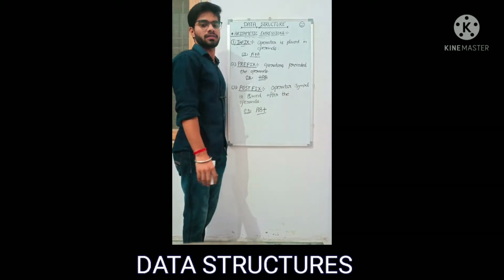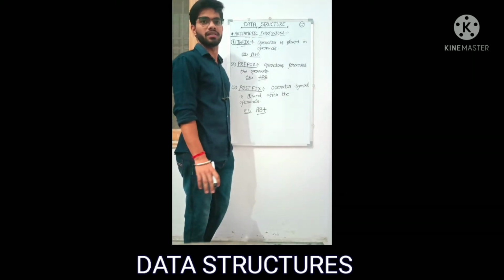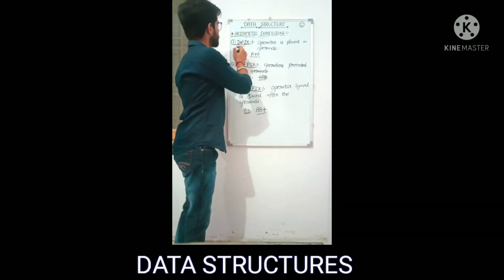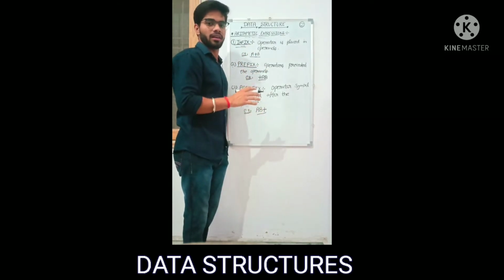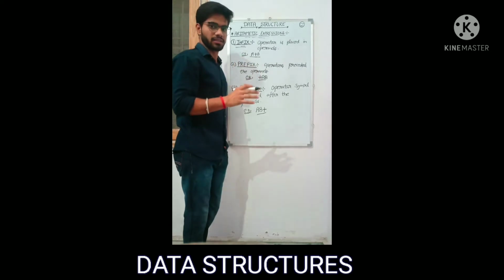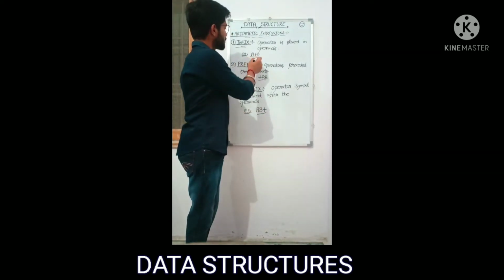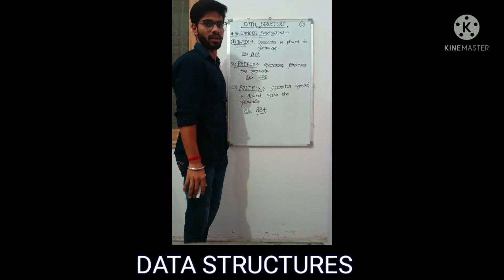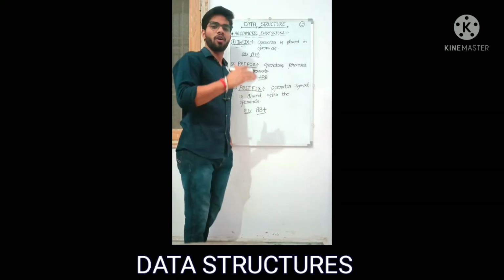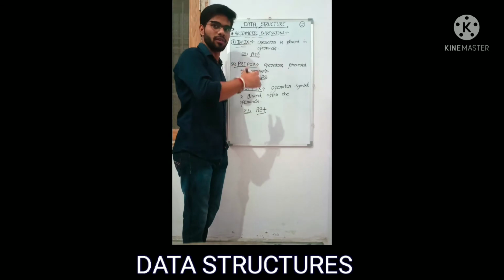Arithmetic expressions have three basic notations to represent the same thing. The first one is infix. Infix notation says that the operator lies between the two operands, for example, a plus b. And the second one is prefix. Prefix notation says that the operator lies just before the operands.